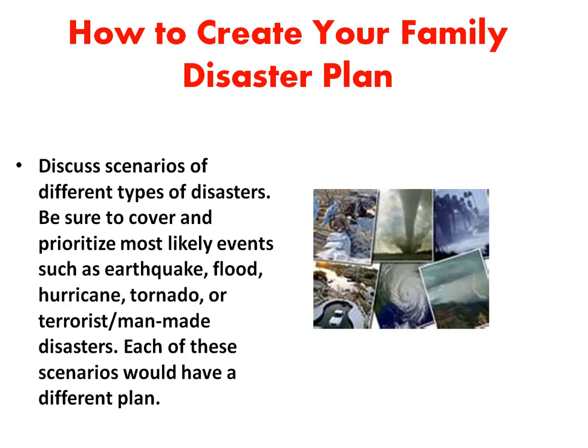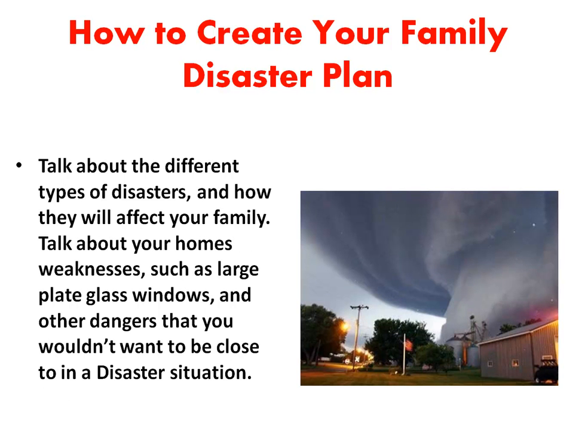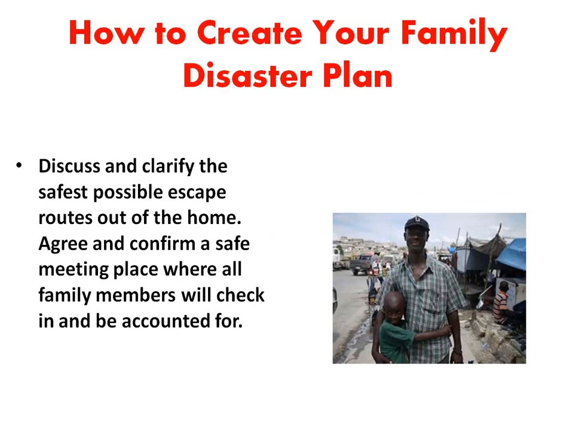Be sure to cover and prioritize most likely events such as earthquake, flood, hurricane, tornado, or terrorist/man-made disasters. Each of these scenarios would have a different plan. Talk about the different types of disasters and how they will affect your family. Talk about your home's weaknesses, such as large plate glass windows and other dangers that you wouldn't want to be close to in a disaster situation.